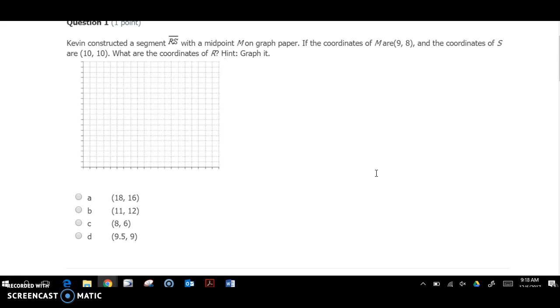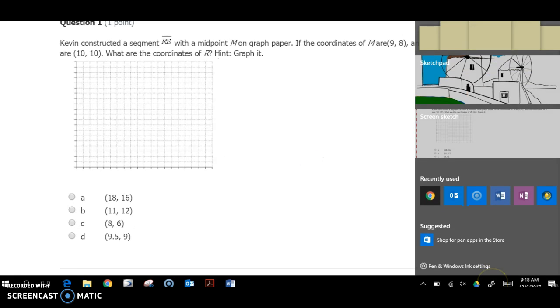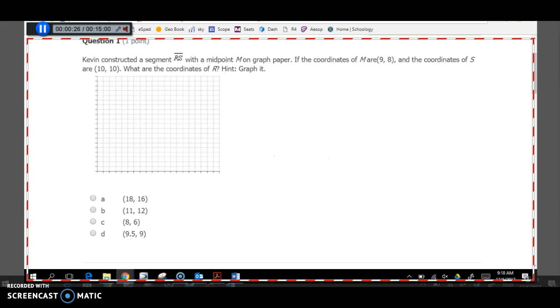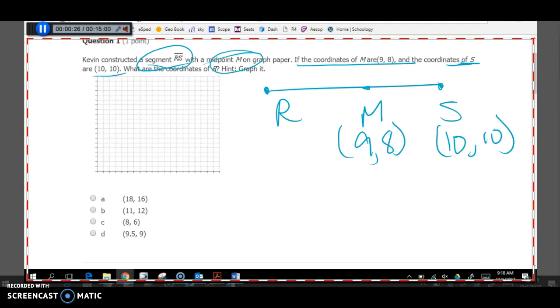So if Kevin constructed segment RS, right? So we have this segment RS. Draw a segment RS. And then it has a midpoint, M. M is the midpoint. It's important to sketch this so that you remember that M is in the middle. Now it gives you the coordinates of M, which is 9 and 8. Gives you the coordinates of S, which is 10 and 10. Okay? Asking you to find the coordinates of R. Okay? You can graph it if you want.